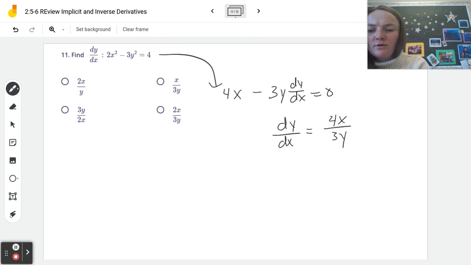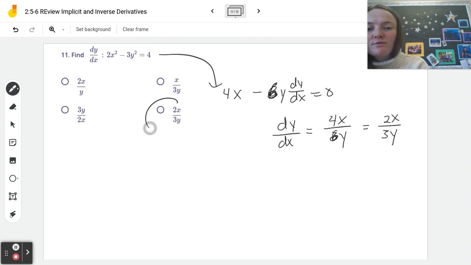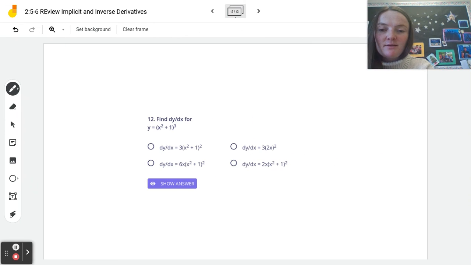So 4x over, I take that back. I think I need to change something. Here we go. This turns into a 6. Sorry about that. That's 6. 3 times 2. So 4x over 6y is going to be 2x over 3y. So 2x over 3y is the answer here. All right, let's keep going.